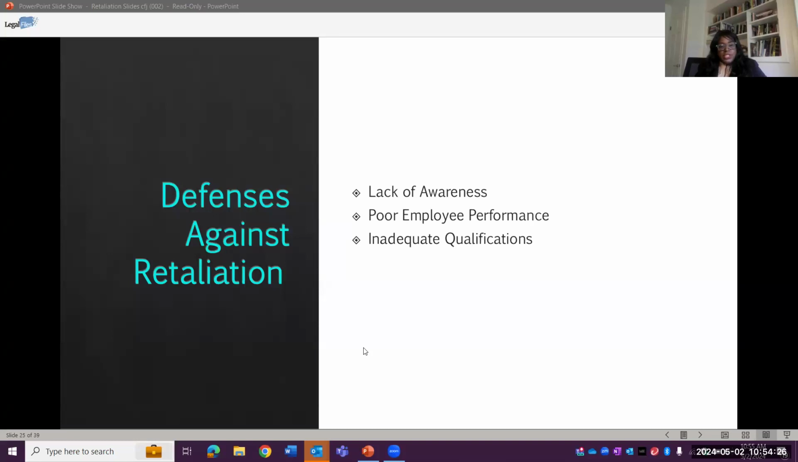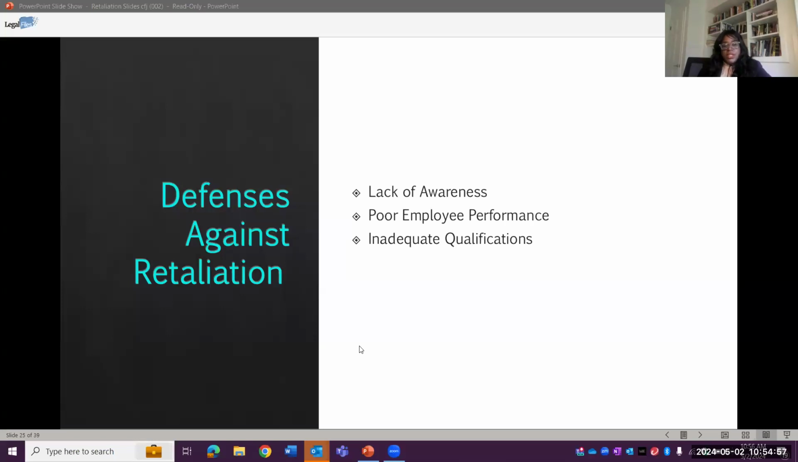An employer could argue a legitimate non-retaliatory reason for the challenged action. Examples of non-retaliatory reasons include, as we talked about before and as you see on the screen, poor performance, inadequate qualifications for positions sought, insubordination, unexcused absences, and reduction in force or other downsizing.